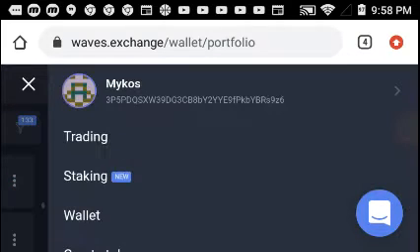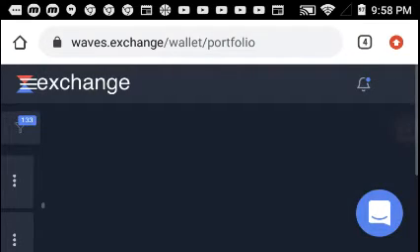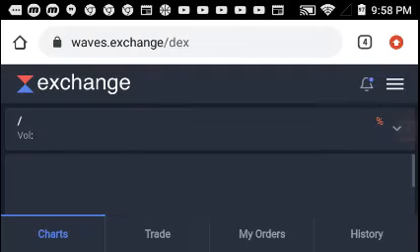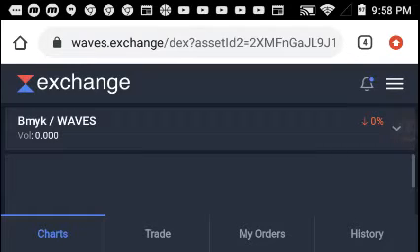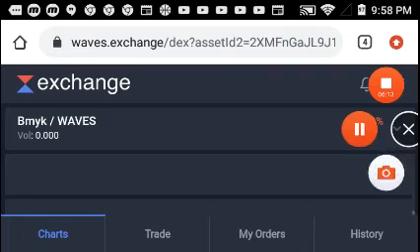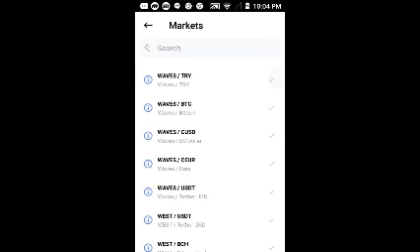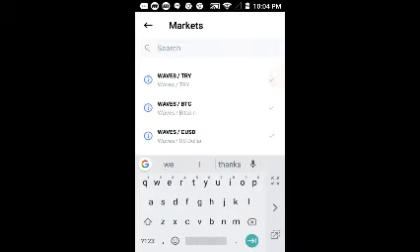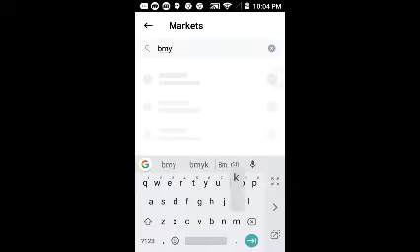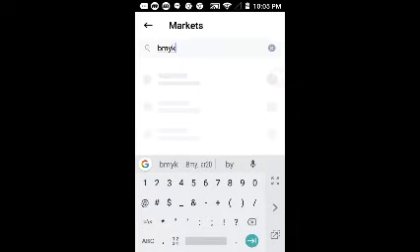So let's show you what you need to do to get a hold of one of these contracts. I'm going to go up here and I'm looking for trading. There we go. So you're going to hit trading, and we're now in the Waves Exchange DEX. This is the standard Bitcoin MYK token. Okay, so we're now in the exchange area, and what you want to do is search for the BMYK March.